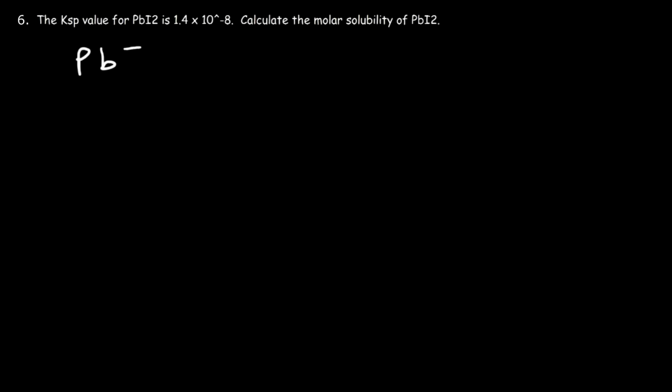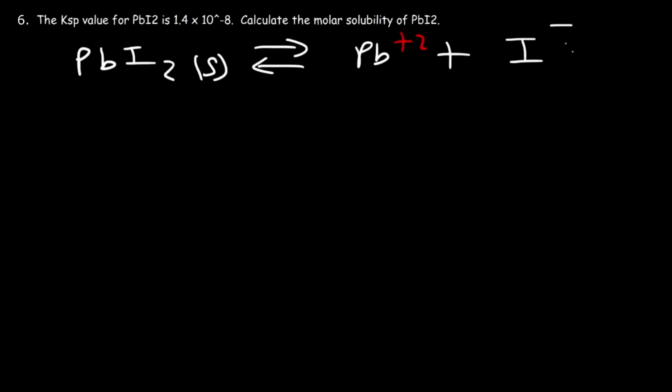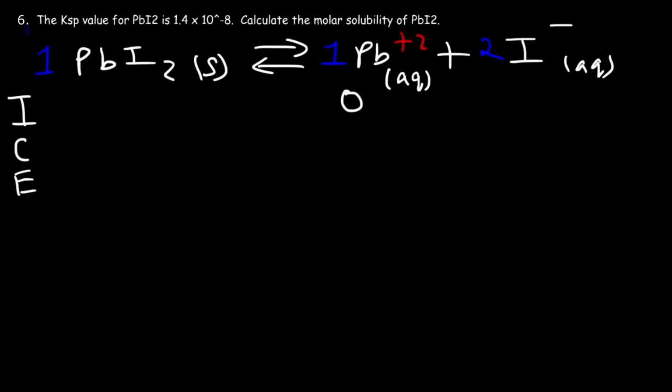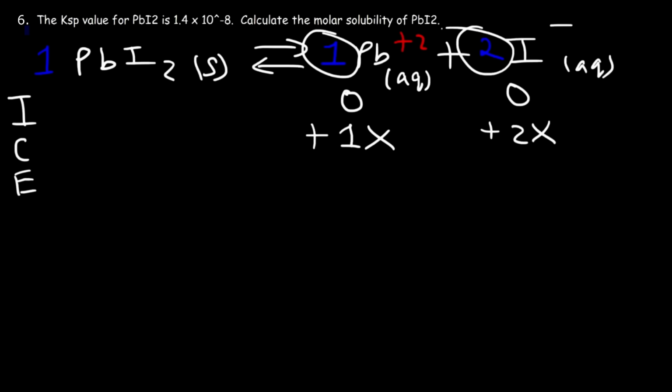So let's start with the substance in its solid form. And then it's going to dissociate into Pb 2+ and also iodide. Now we need to balance the reaction. So this is going to be 1 and this is going to be 2. Now let's make an ICE table. So this is going to be 0 and 0. Now this is going to increase by 1x and this is going to increase by 2x based on the molar ratio that you see there.